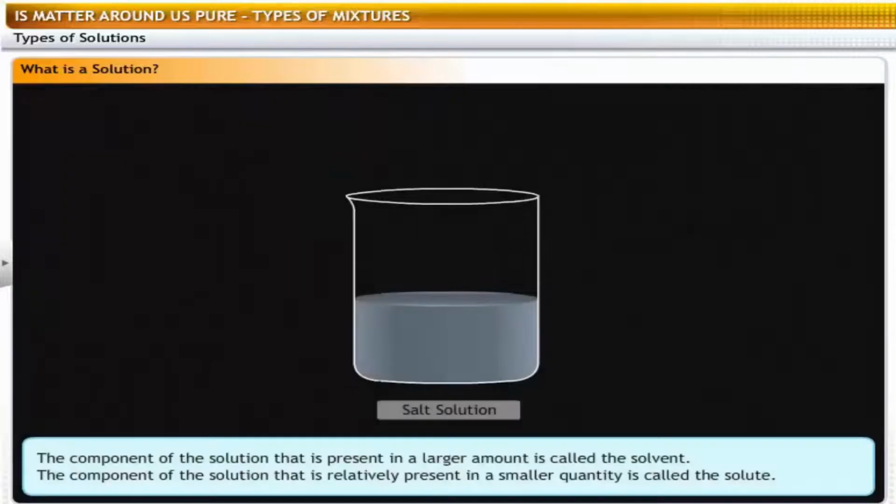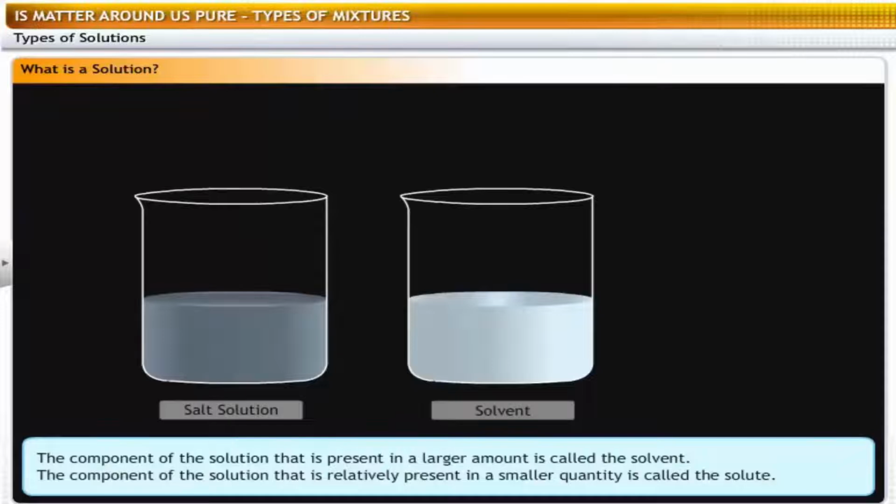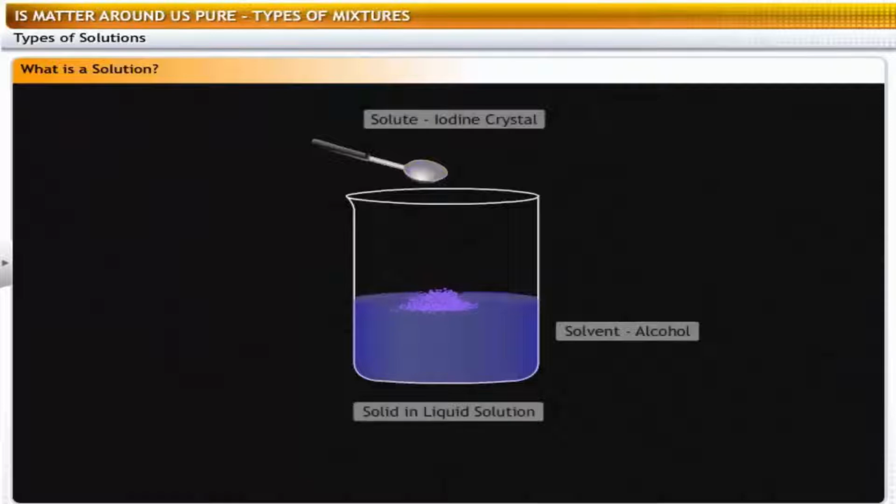A component of the solution that is present in a larger amount is called the solvent. A component of the solution that is relatively present in a smaller quantity is called the solute. A solution of iodine in alcohol is known as a tincture of iodine. The iodine is the solute and alcohol is the solvent.